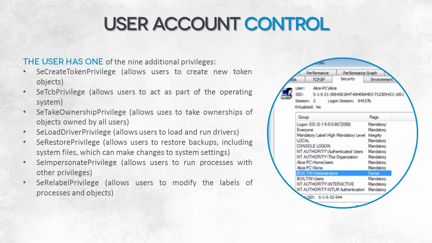Thanks to the SE relabel privilege, we can change the levels of responsibilities. In this way, we can change the integrity and user account control mechanism. Any person who has the SE debug privilege may connect to other processes and debug or monitor their action. Also, the previously shown PW dump works this way.